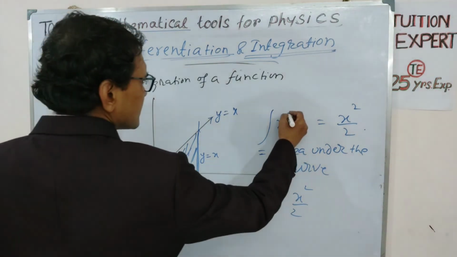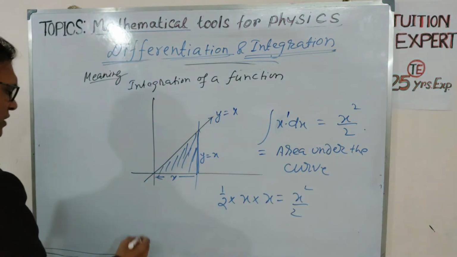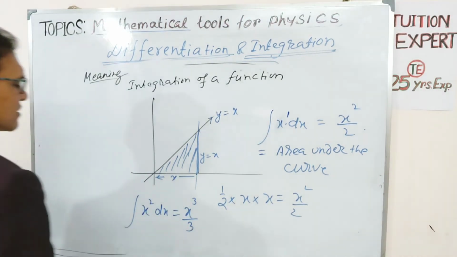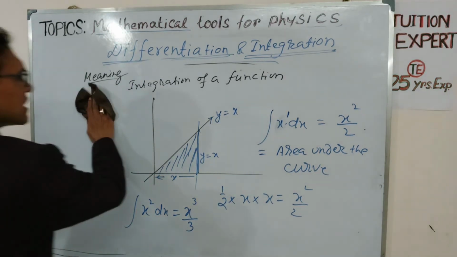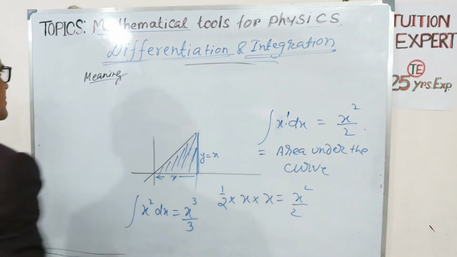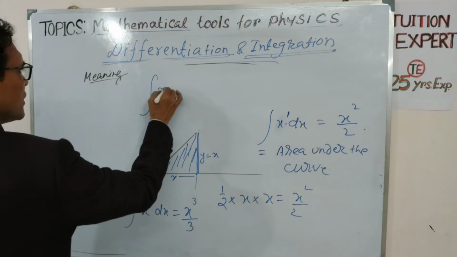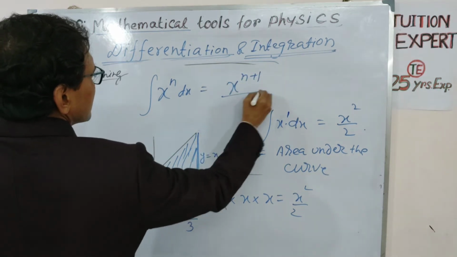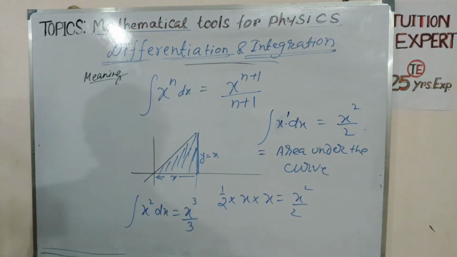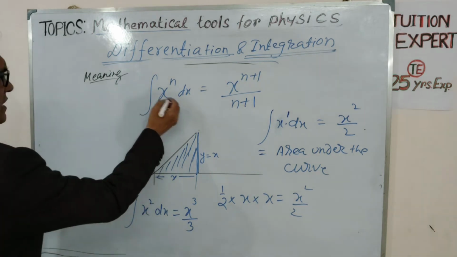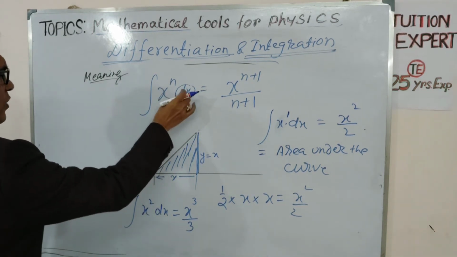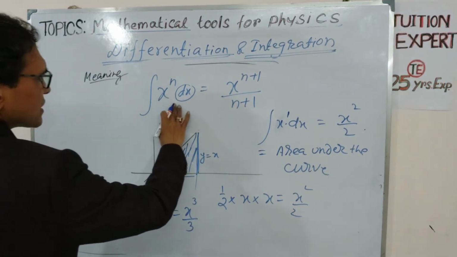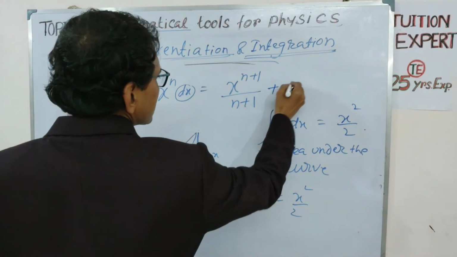So what is the formula? If the integral of x dx is x square by 2, then if x square is present, the formula will be x cube by 3. In such a way, the formula of integration when the power is n is this. For the integration of a function, the small quantity dx should be present, then the formula is applied, and plus c is present.